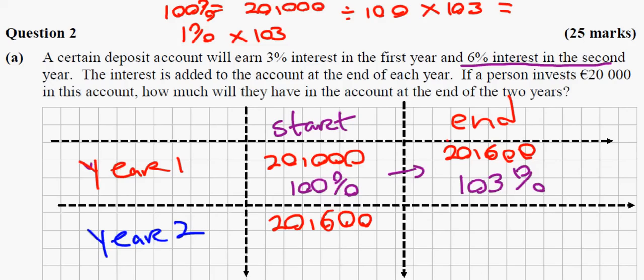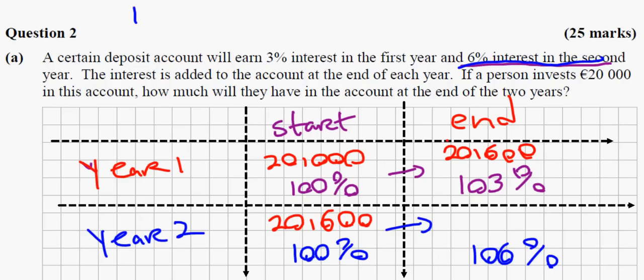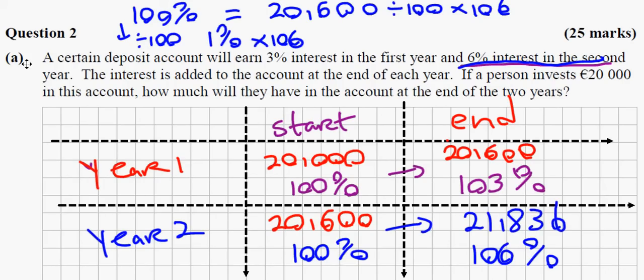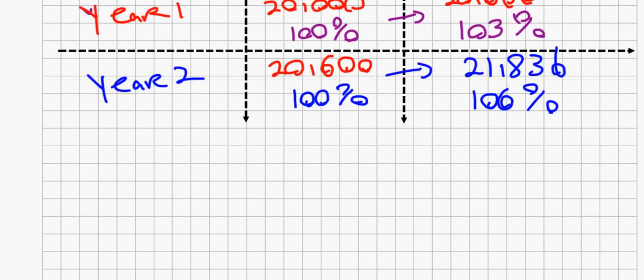20,600. Reset again. At the start of year 2, 100% is 20,600. In year 2, we're going to add on 6% interest. So to add on 6% interest, we're going to end up with 106%. Once again, to change 100% into 106%, we first divide by 100, then multiply by 106, and what we'll get here is 21,836. Okay, so, next part onto that.